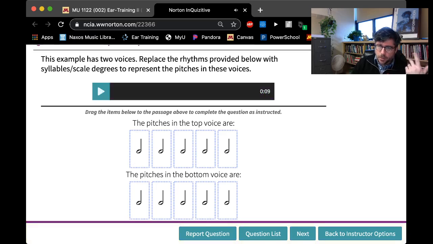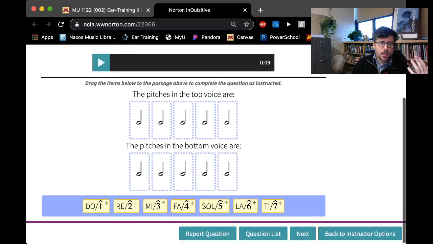Great, so I hear a top line and I hear a bottom line. My first question is, what is the key? Like, where is do? Because I have to put these solfege syllables into these rhythms. I memorized the bottom line quickly, but what I'm trying to figure out is, where is the home pitch?